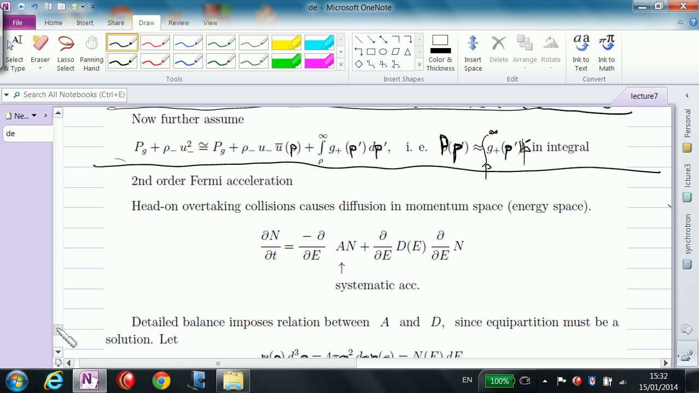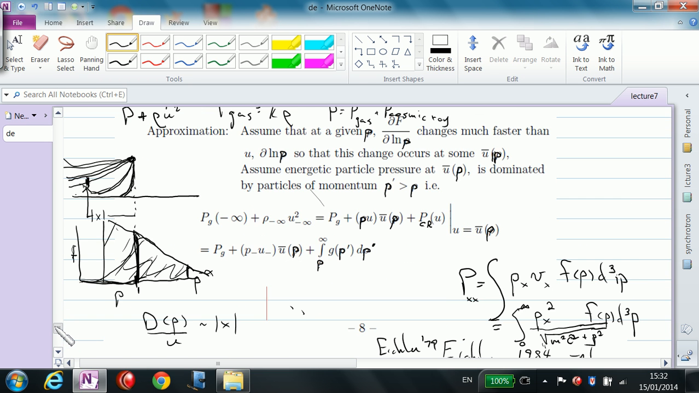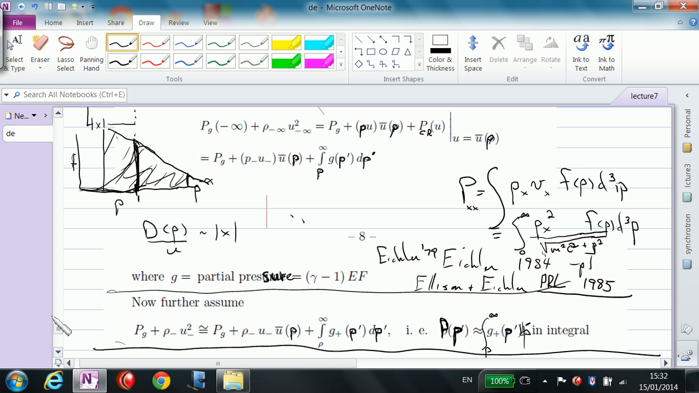Alright, I don't have enough room here to fill in the differences, but this isn't so bad, actually. G of p prime is just the partial pressure in p prime, and to state it more explicitly, g in terms of f is just p_x squared, the square of the momentum in any one direction, divided by gamma, times f of p. That's what g is. It's partial pressure per unit momentum, because each particle contributes this in terms of the rate of momentum transfer.